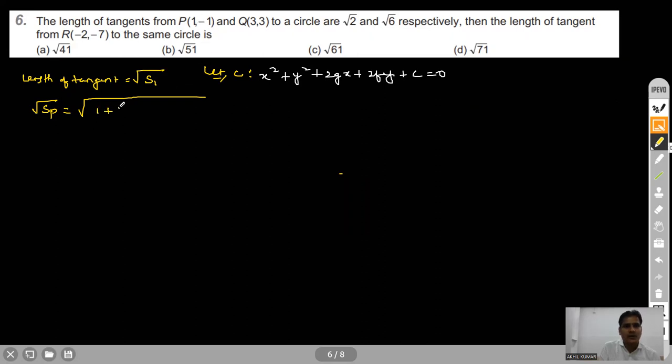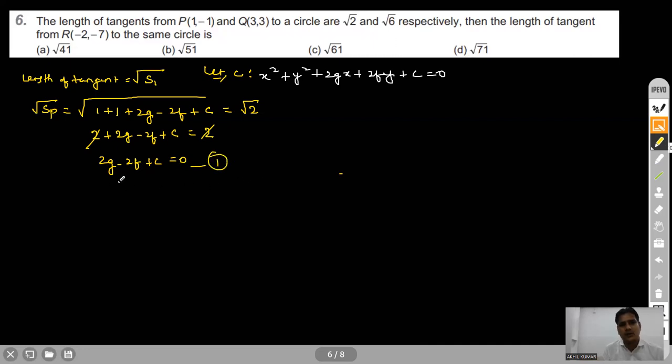So this will be 1 plus 1 plus 2g minus 2f plus c, and that is given to be root 2. So from here, if you see, we are getting 2 plus 2g minus 2f plus c is equal to 2, right? So this 2 will be cancelled. So 2g minus 2f plus c equal to 0. This is one equation that we got.